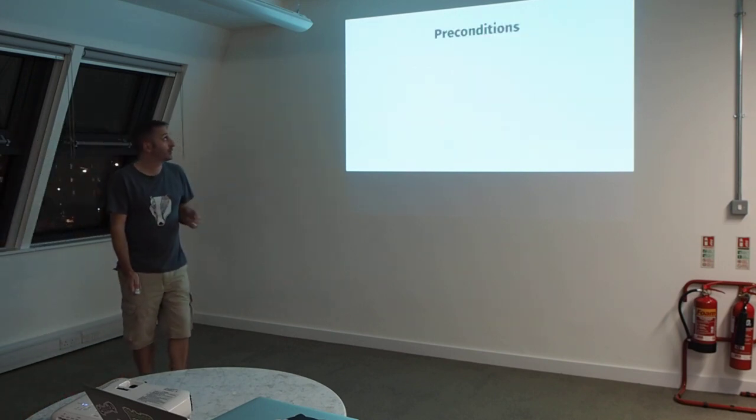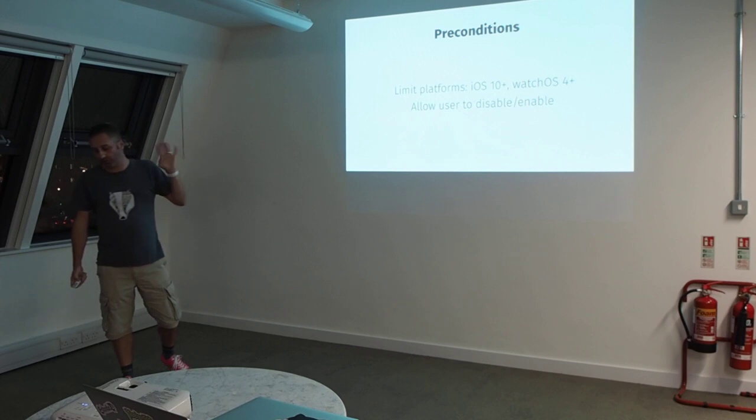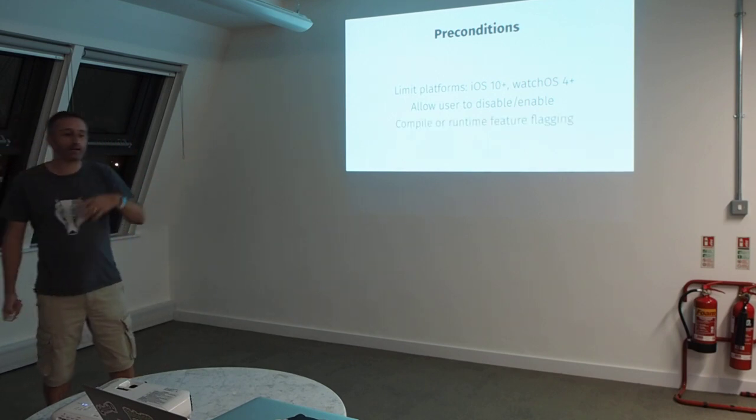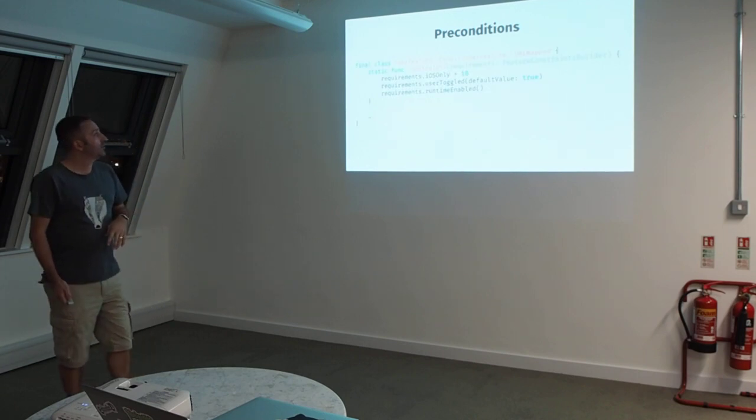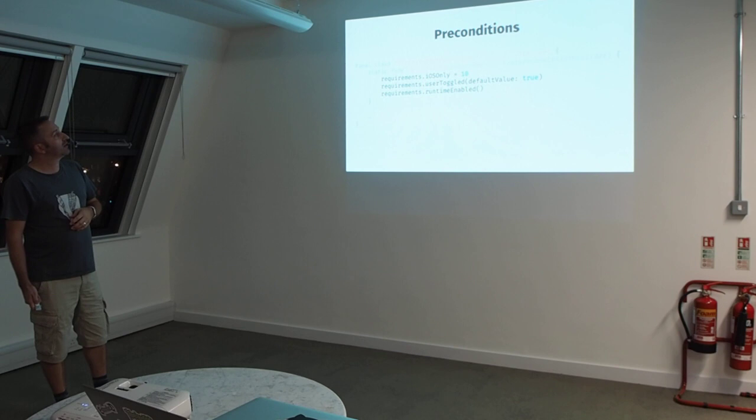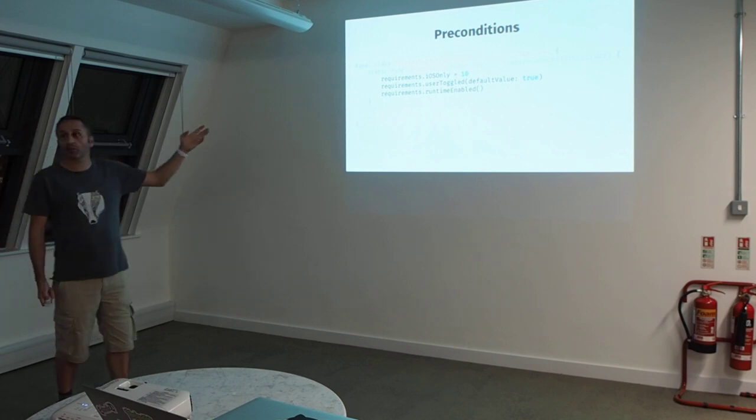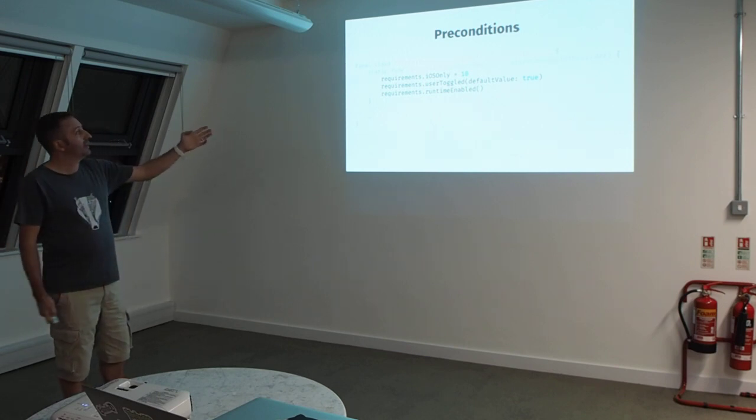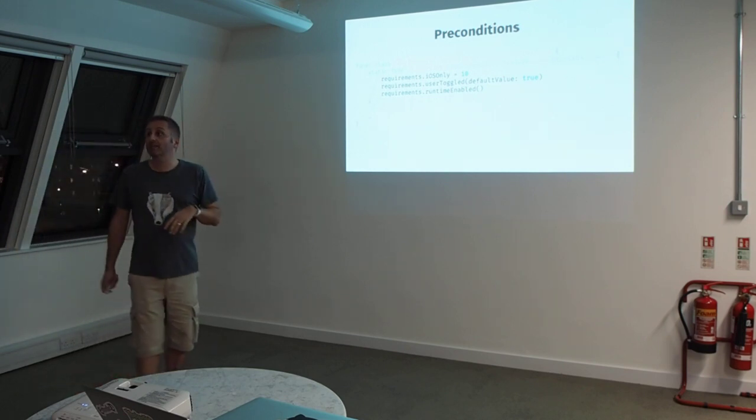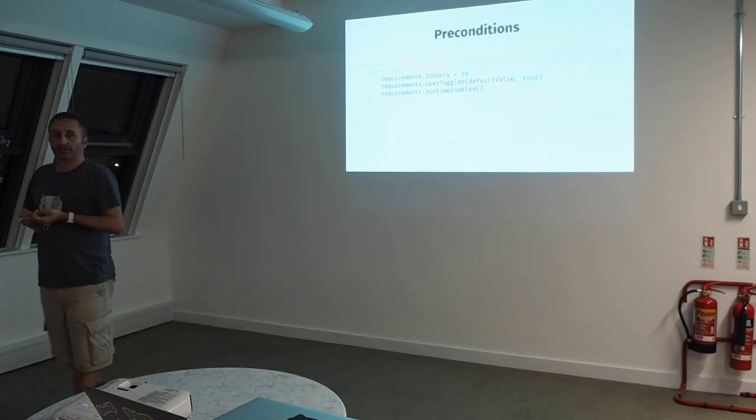Going very fast now. Preconditions. This is the stuff we talked about earlier, platform requirements, feature toggling, all that kind of stuff. We have a constraints builder on features. So there you go, you can see this feature is only going to run on iOS 10. It supports user toggling in settings preferences, and runtime enabled means it'll actually ask to see if it's enabled at runtime. Okay.